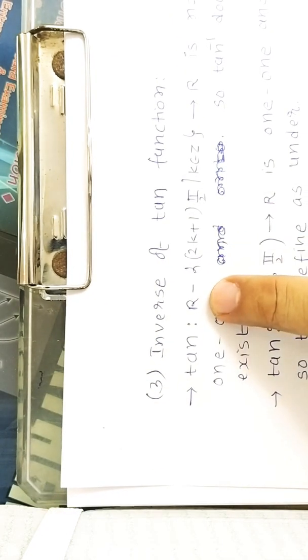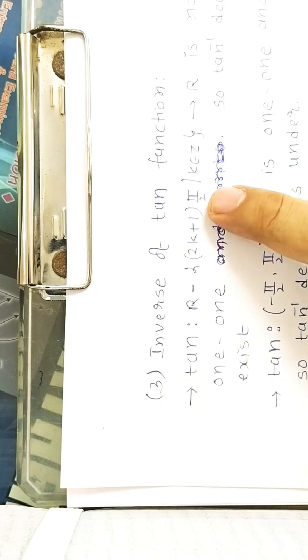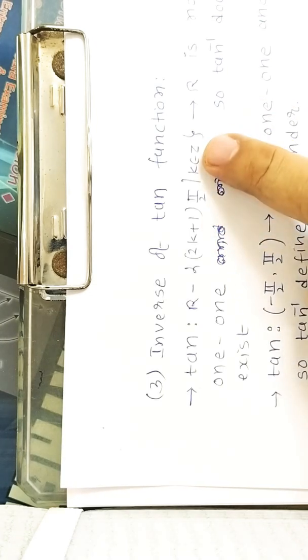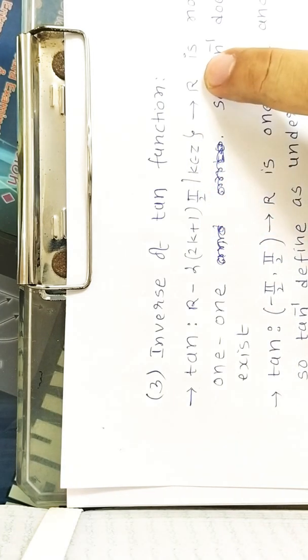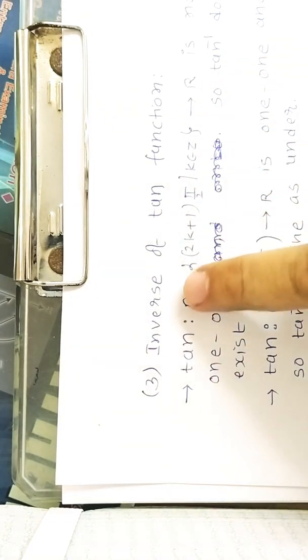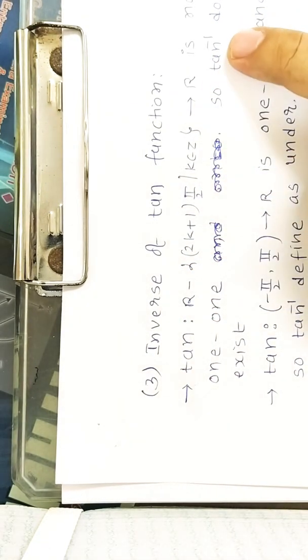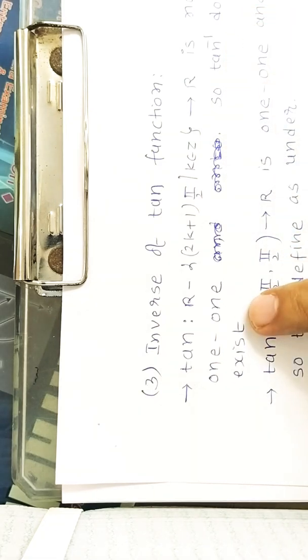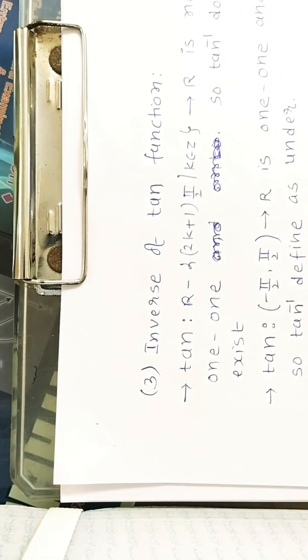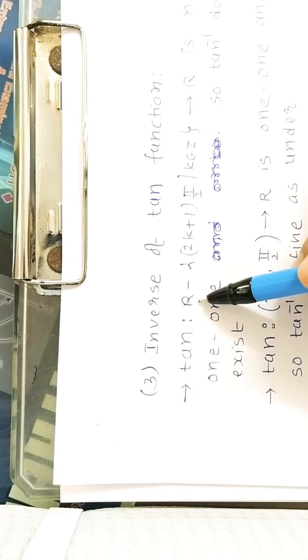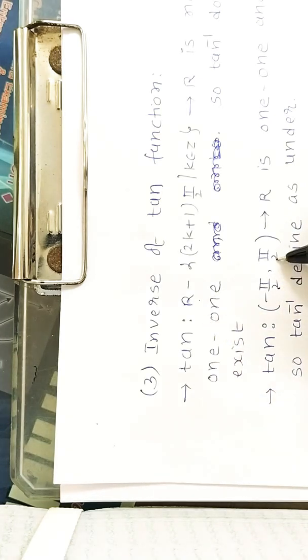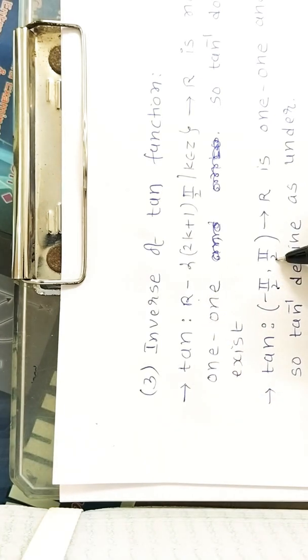We know that the domain of tan function is R minus (2k plus 1) pi by 2, k belongs to Z, and codomain is R. Tan function is not one-one, so tan inverse does not exist. If the domain of tan is restricted to minus pi by 2 to plus pi by 2, then this function becomes one-one and onto. So tan inverse is defined as under.